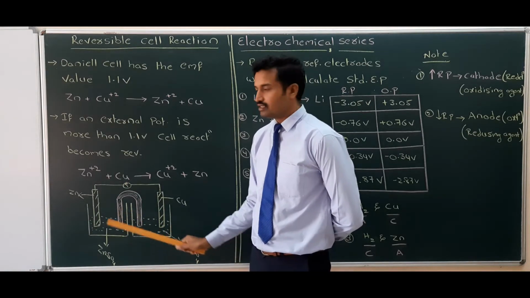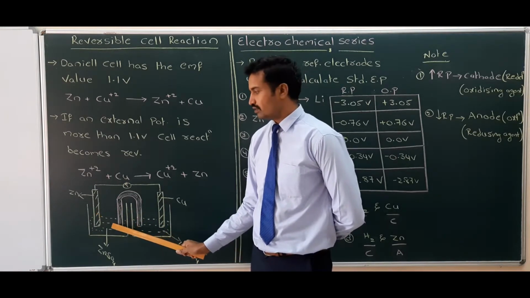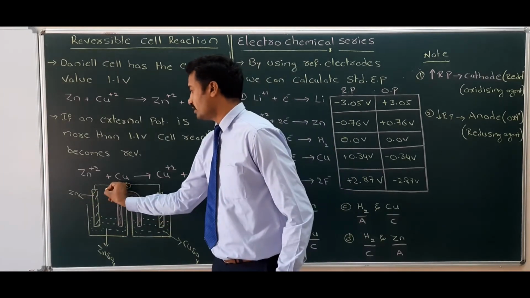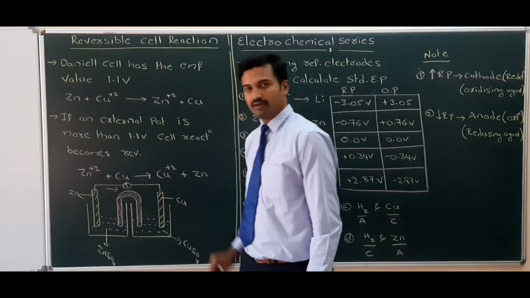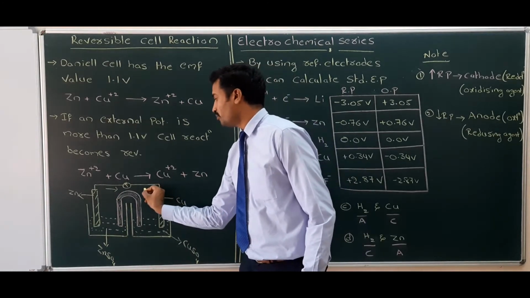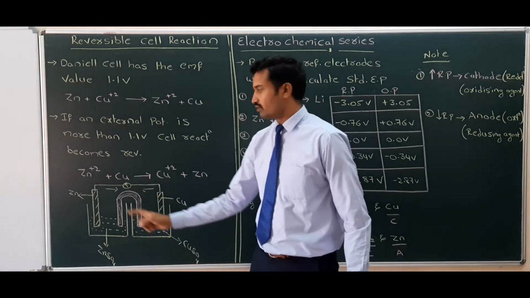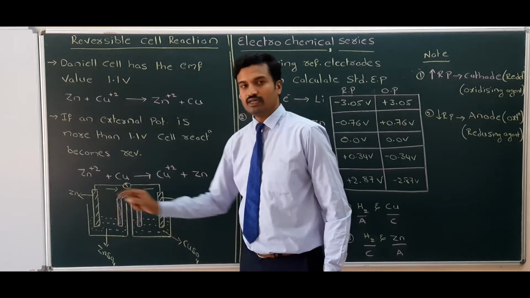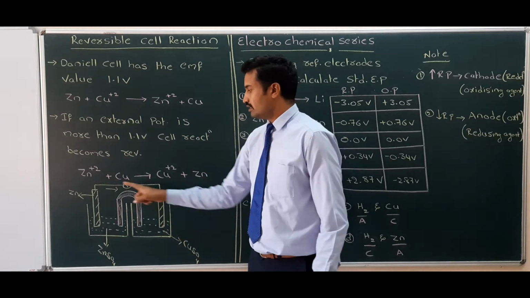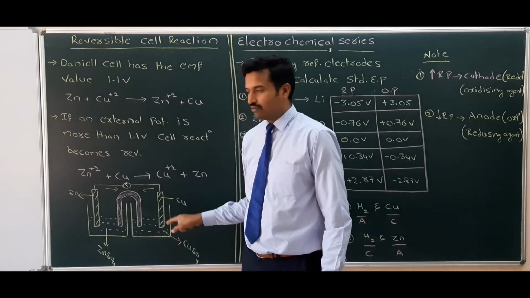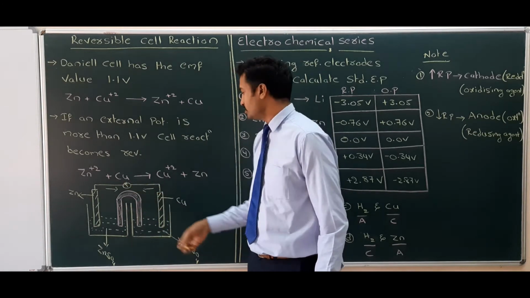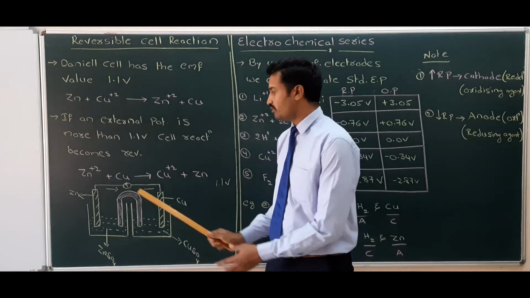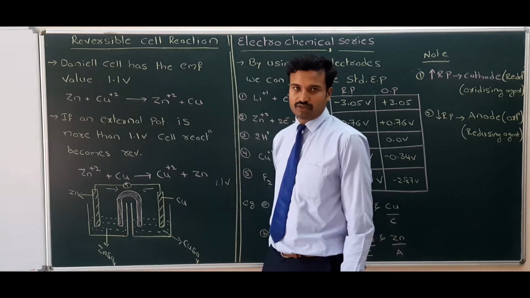Now the reaction is: zinc rod dissolves in zinc sulfate solution by releasing electrons. So there is flow of electrons from zinc to copper, and flow of current from copper to zinc. This reaction will continue until the voltage value reaches 1.1 volts. Then the EMF value is equal to 1.1 volts.